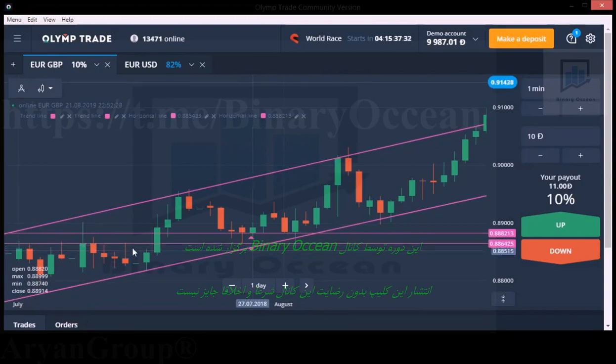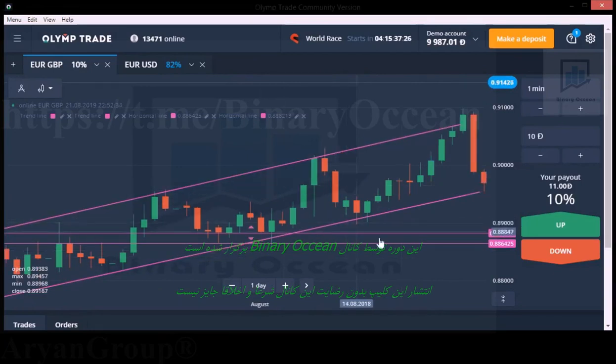Okay, this is a strong reversal point. So if you want to enter here, this will be your stop loss point, or this will be your stop loss point. This is your take profit point. Okay, yes.